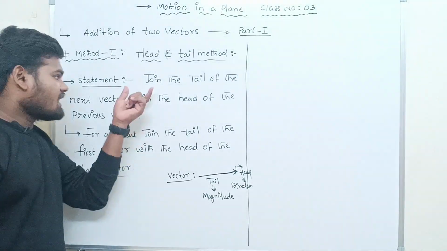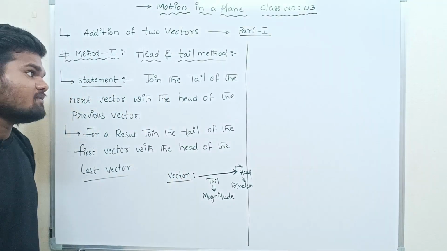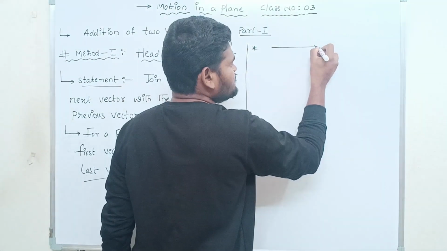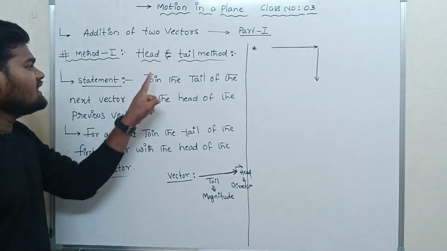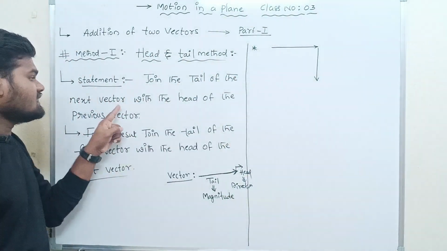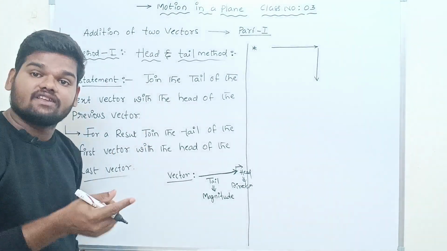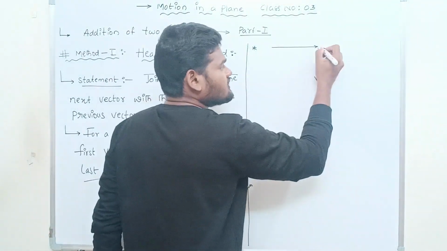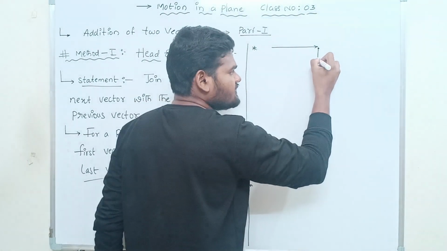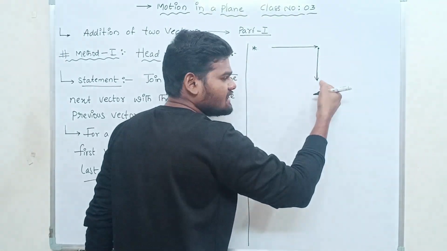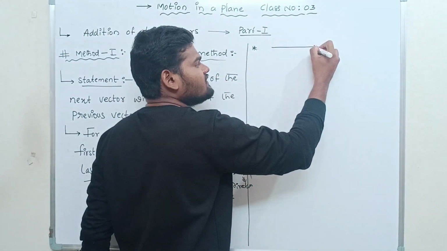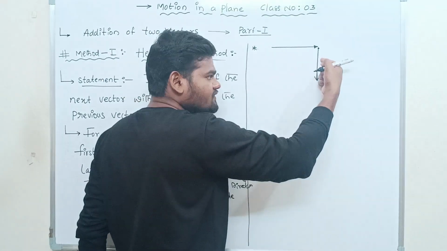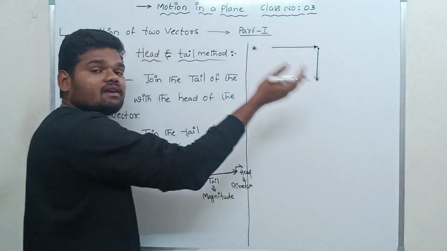According to the head tail method, we have to draw the diagram like this. What is the first condition? Join the tail of the next vector with the head of the previous vector. I'm taking two vectors and arranging them like this. This is the next vector and this is the previous vector. I just joined the tail of the next vector with the head of the previous vector.